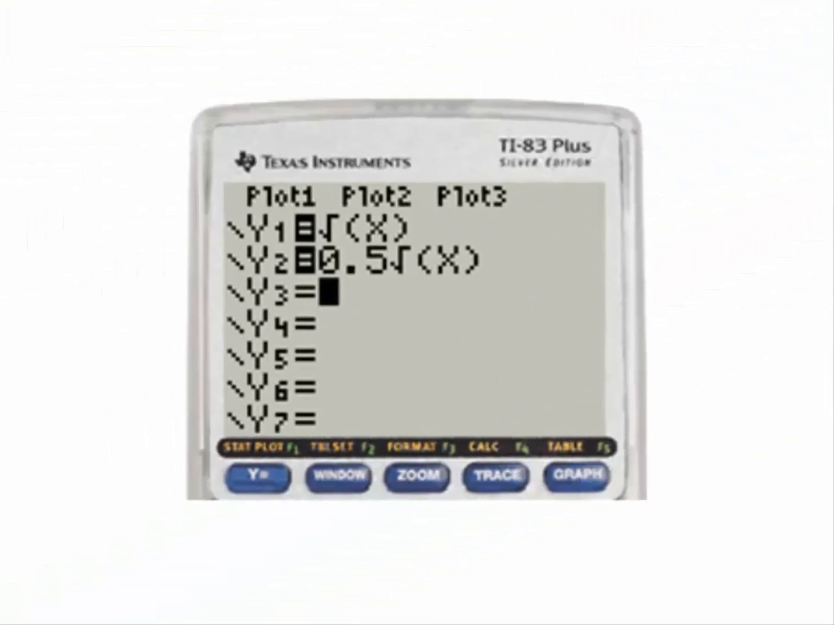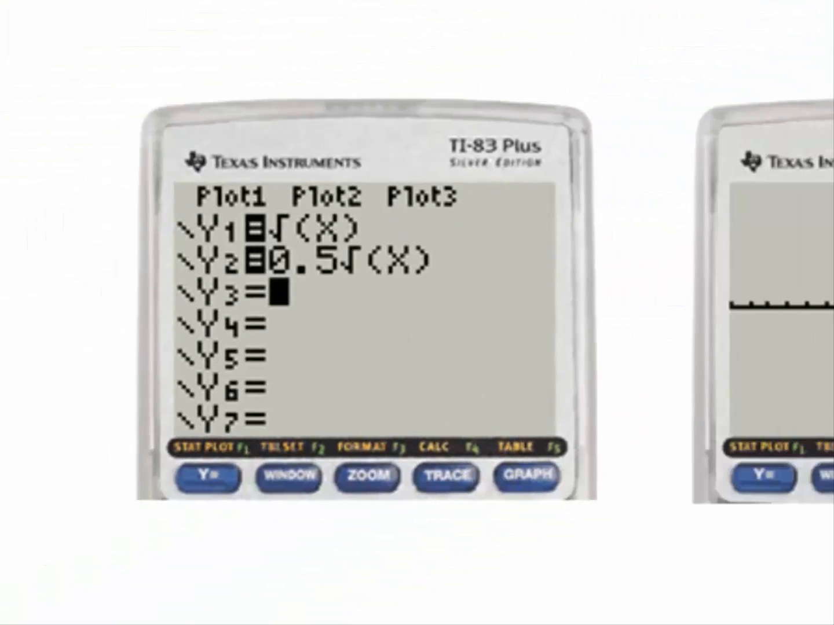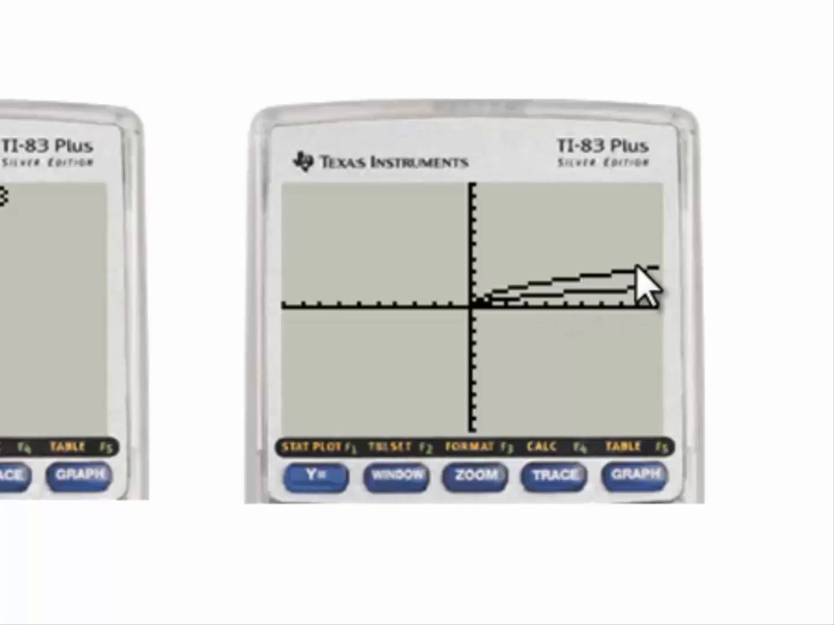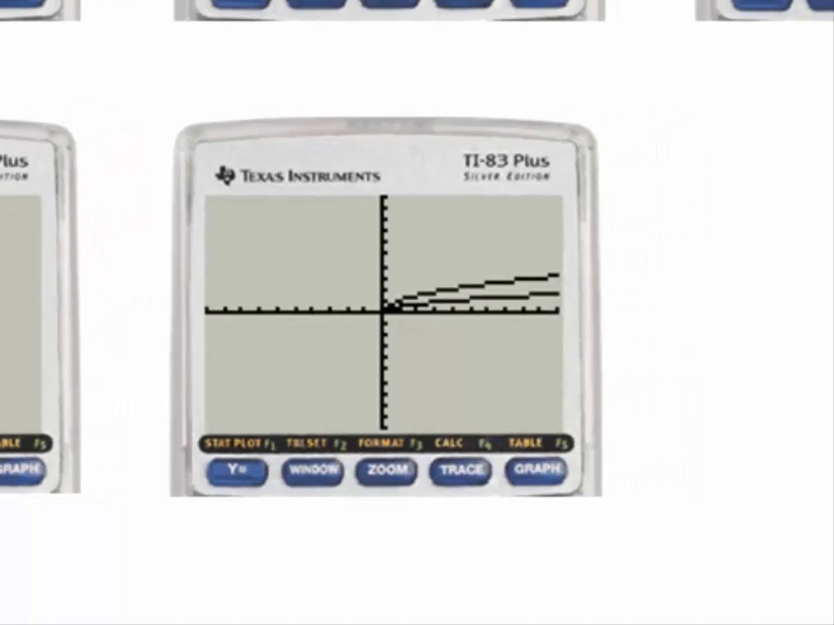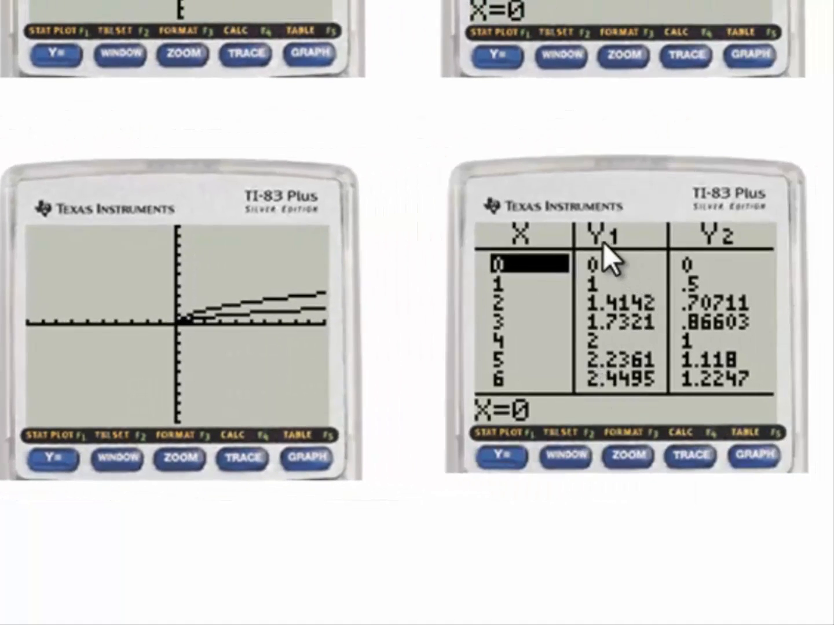If a is equal to 0.5, so here we have our parent function, here we have the new function 1/2 times the square root of x. It increases at a slower rate. And from our table of values, we see that y2 is half of y1. So y2 is growing at half the rate as the parent function.